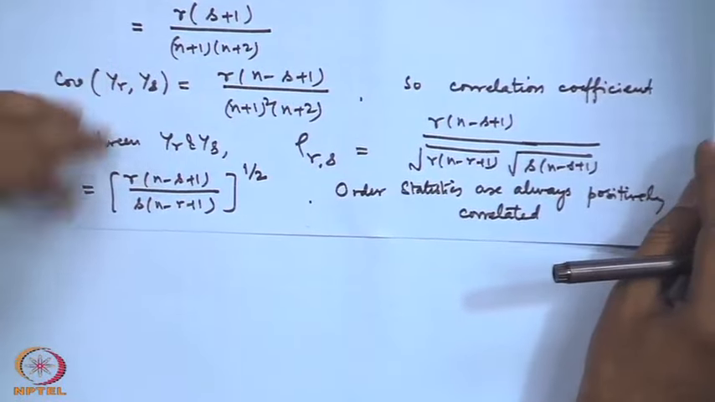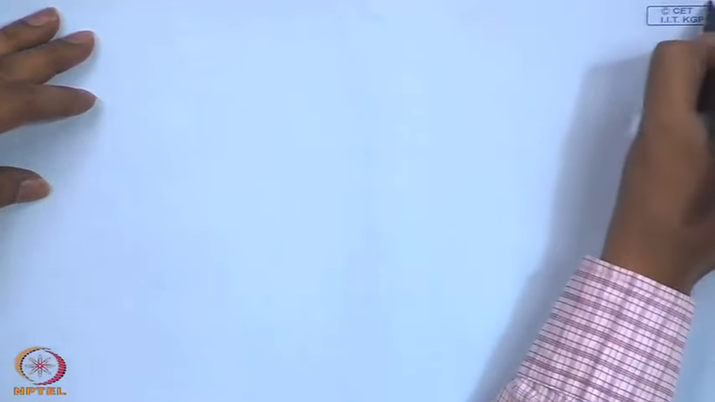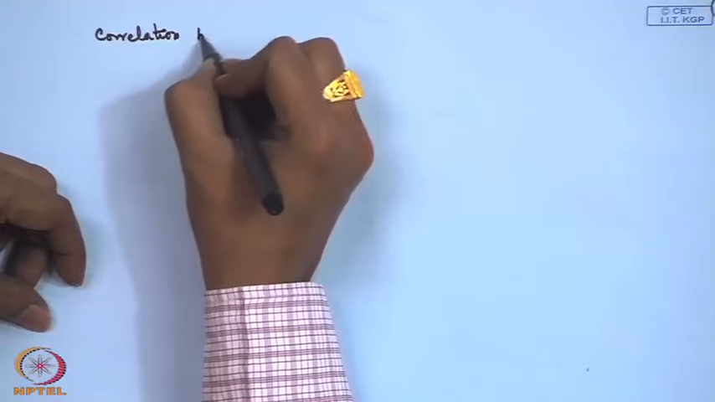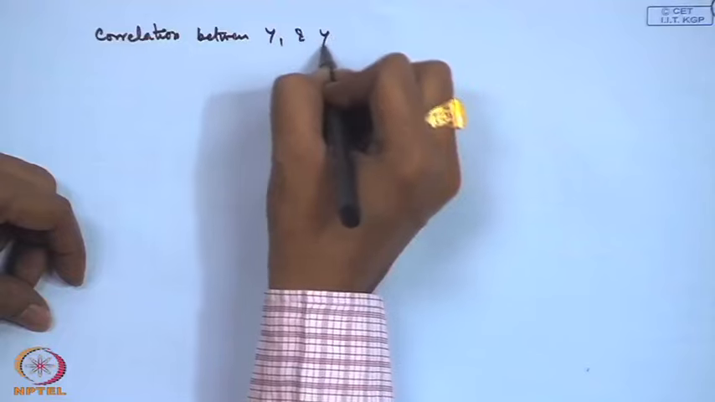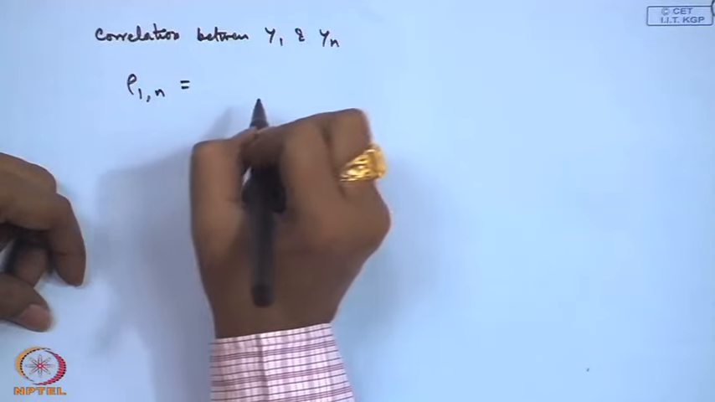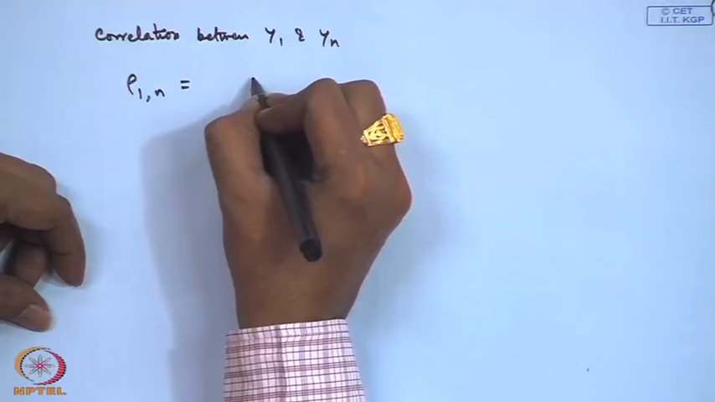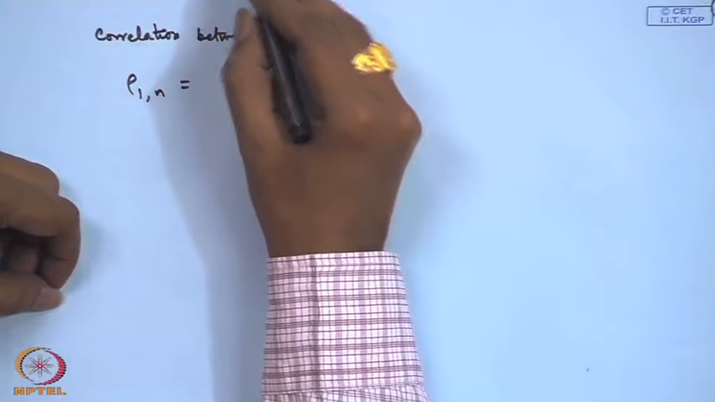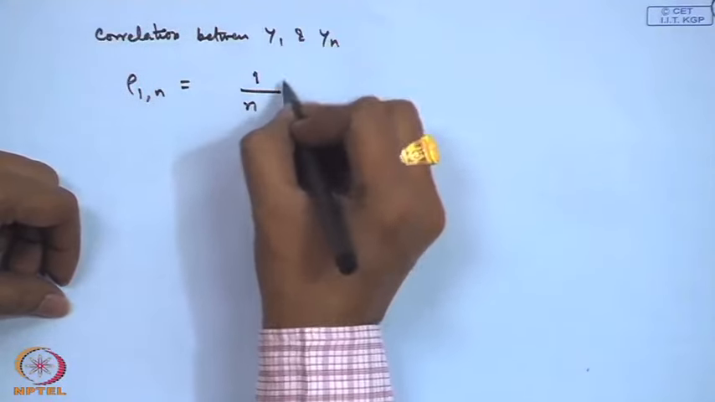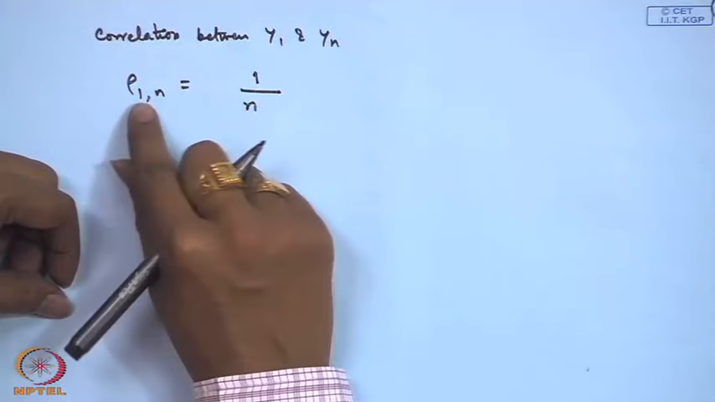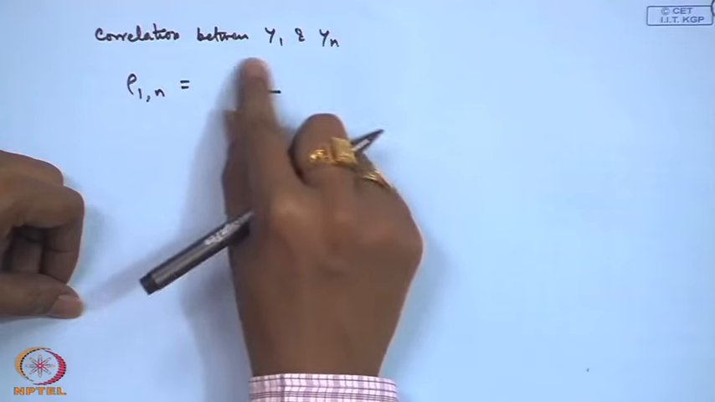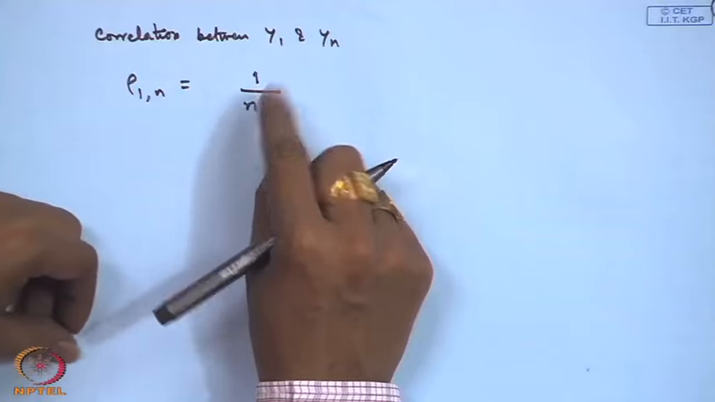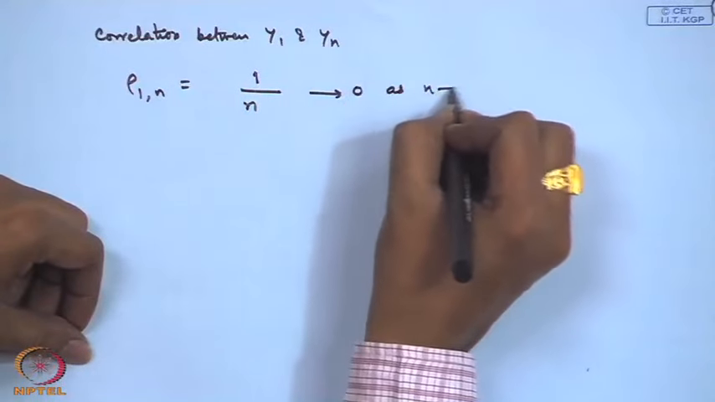Another thing is that let us consider the minimum and the maximum. In particular, if I consider the correlation between the minimum and the maximum, that is rho 1 n, what will it be equal to? So, r is equal to 1, n minus n plus 1, that is 1 divided by n, and n minus 1 plus 1, so it becomes 1 by n square to the power half. This is very interesting. As the distance between the minimum and maximum increases, the correlation is inversely proportional to that, that is, to the length of this. So, actually this is going to 0 as n tends to infinity.